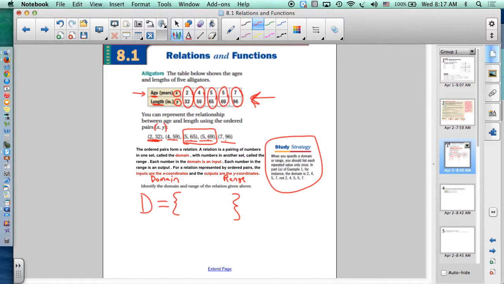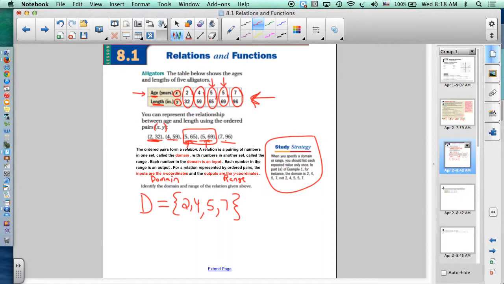And we're going to list each of the values of our domain, or in this case our x values, in order from least to greatest. So the smallest x is 2, the next smallest x is 4, the next smallest x is 5, and even though we have two 5s in there, we're only going to list it once. And then the last unique x value we have would be 7. So for this particular relation, our domain would be the set of numbers 2, 4, 5, 7.